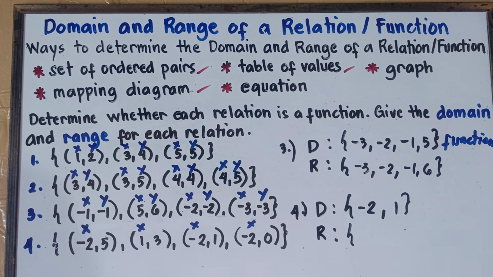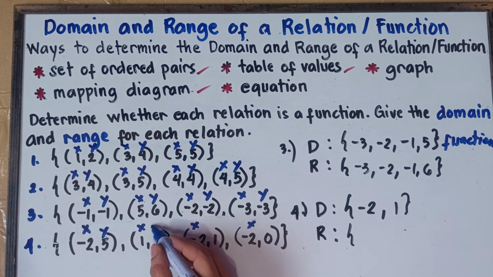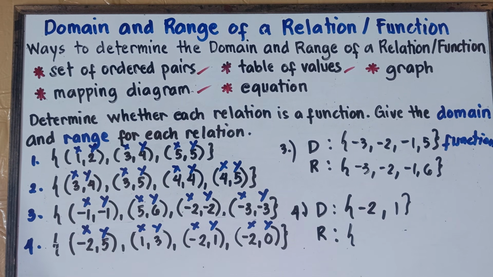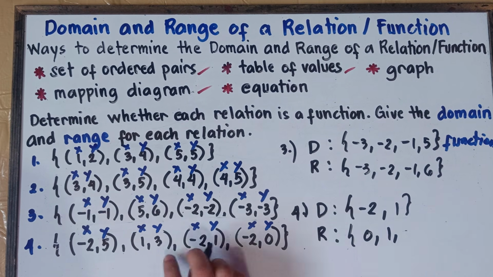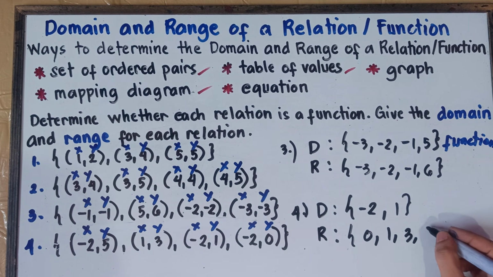For the range, we have the second number, this one right here. The smallest number is 0. So we have 0, and then 1, and then 3, and then 5.